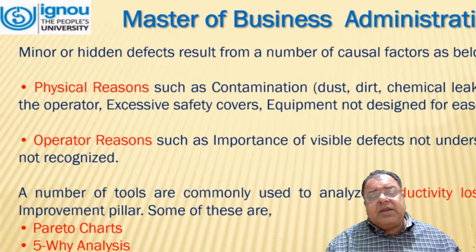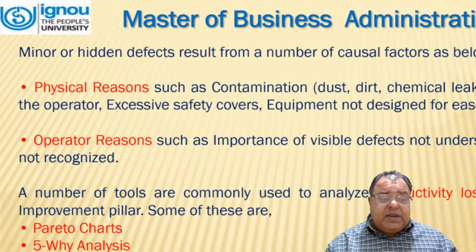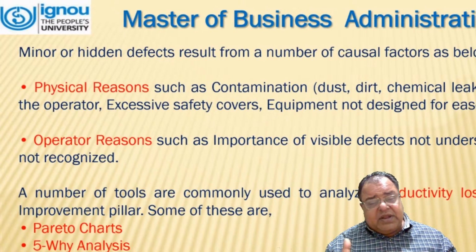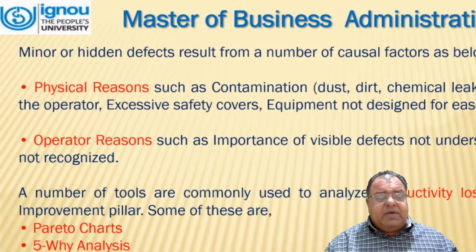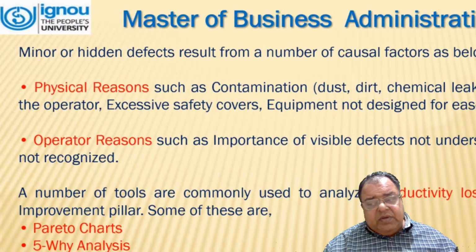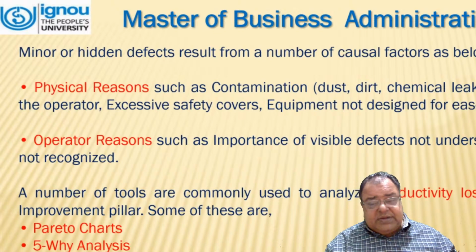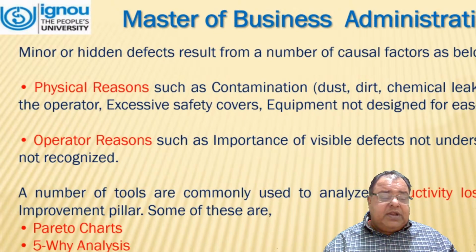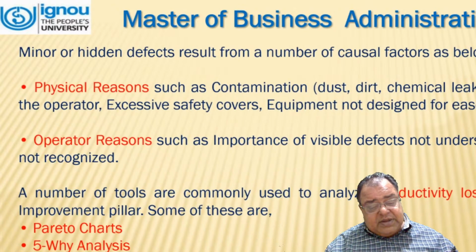Physical reasons such as contamination, dust, dirt, chemical leaks, etc., invisibility to operators, excessive safety covers, and equipment not designed for ease of inspection. Second one is operator reasons, such as importance of visible defects not understood. Visible defects are not recognized. A number of tools are commonly used to analyze productivity losses in the focused improvement pillar. Some of these are Pareto charts, 5 Why analysis, fishbone diagram, PM analysis, fault tree analysis, and failure mode and effects analysis, that is FMEA.